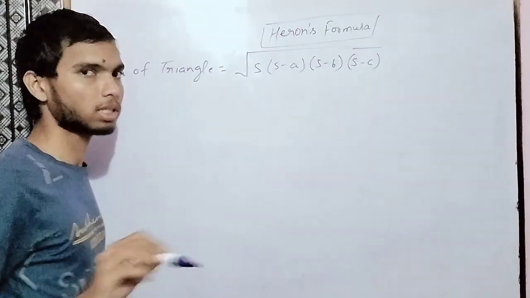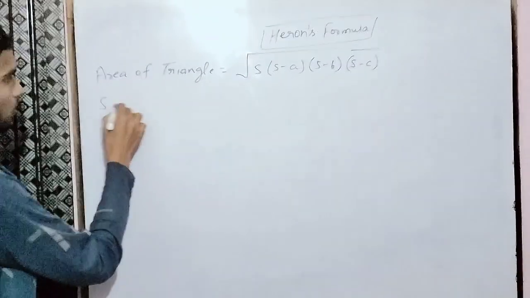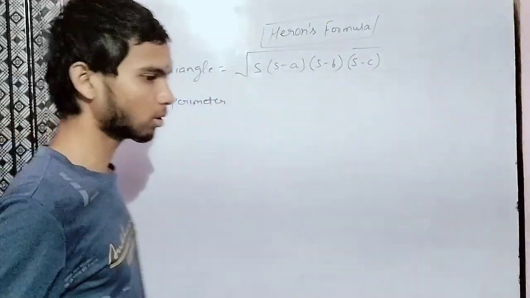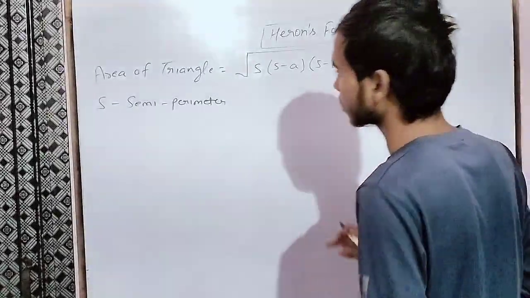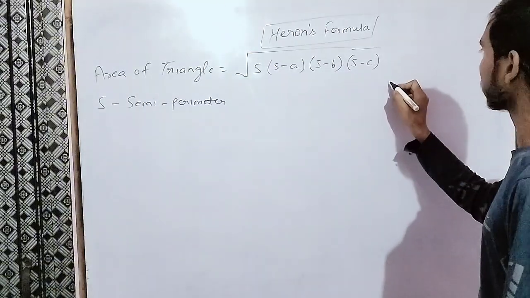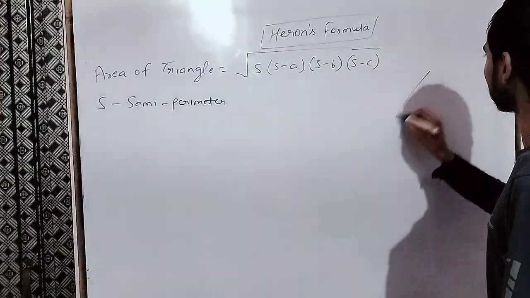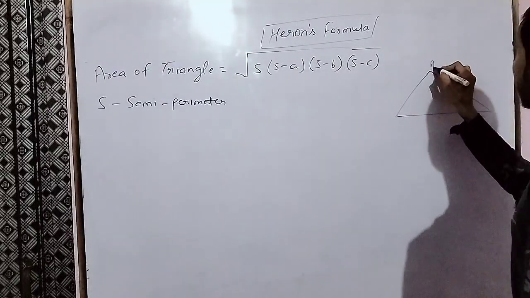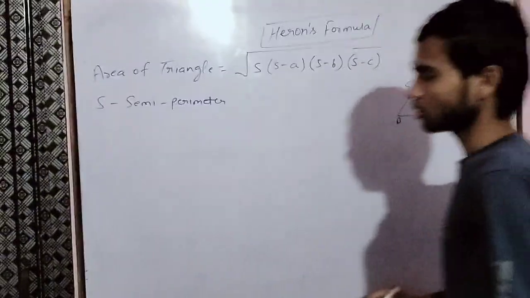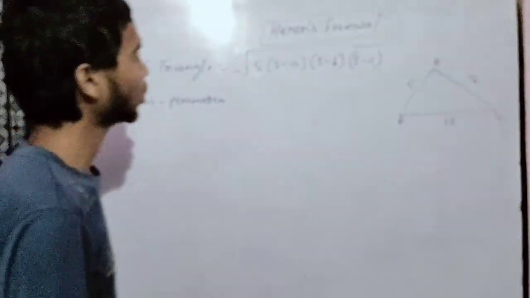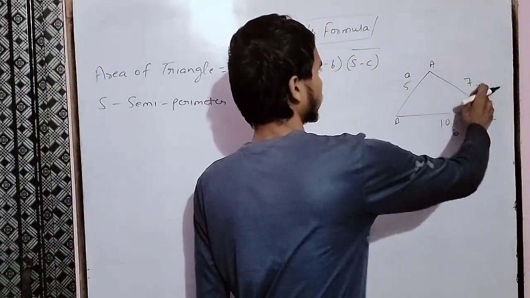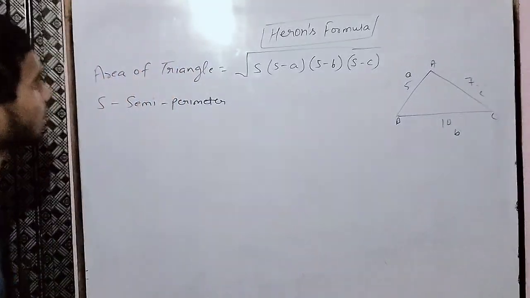So S is nothing but the semi perimeter. Let's break it down in as much detail as we can, and then we will take some questions based on this. Let's say we have a triangle ABC with sides 5, 7, and 10. Let's name them A, B, and C so that we can identify them easily.